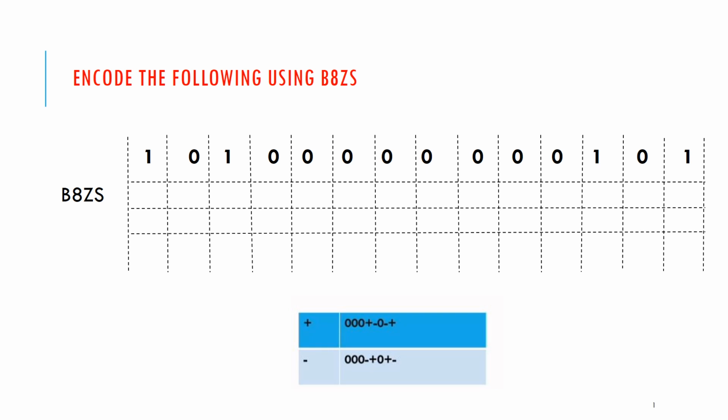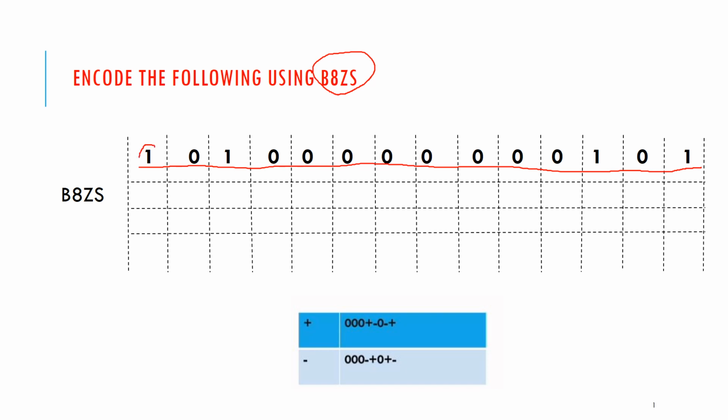Let's do a few practice problems on scrambling. Suppose you have been given a sequence of bits and you've been asked to encode this sequence using bipolar 8-zero substitution. Remember that we are only going to be doing the substitution when we have 8 consecutive zeros in the data. If we do not have 8 consecutive zeros, we are going to be following regular AMI technique. Okay, so let's get started.